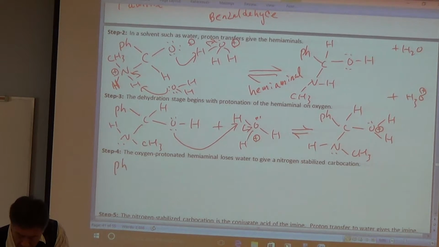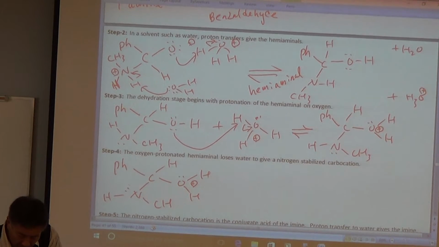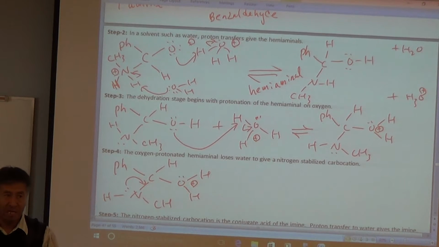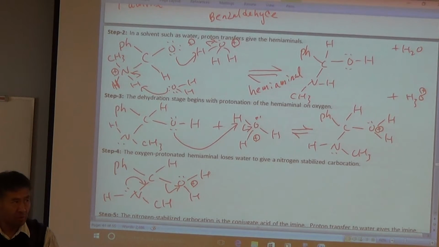So let's rewrite here. The O has only one pair of electrons and a positive charge. And we have N here, we have H here, CH3 here, and a lone pair here. So what happens is this lone pair comes here and produces your double bond between N and C, which is the double bond in the imine. Then this will break the bond between the C and O.